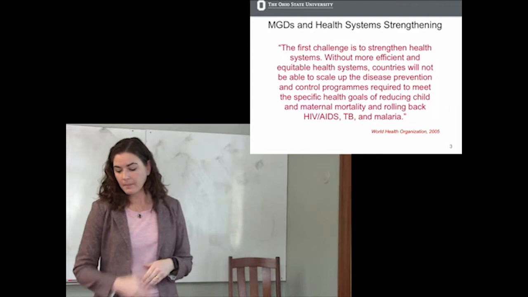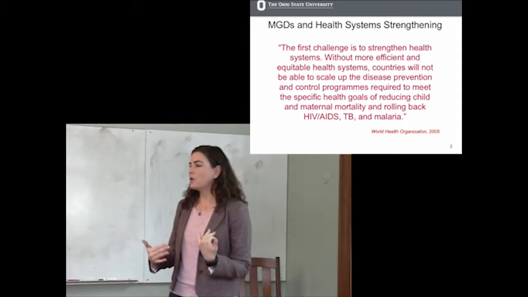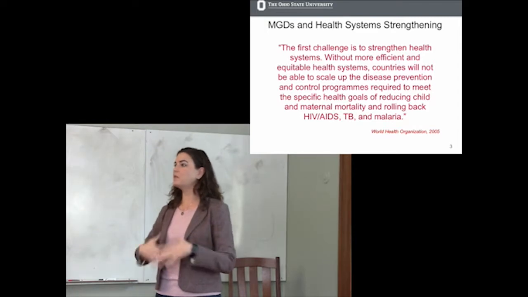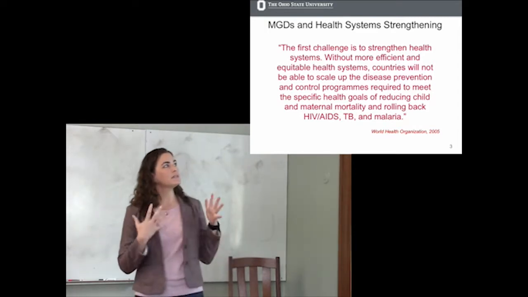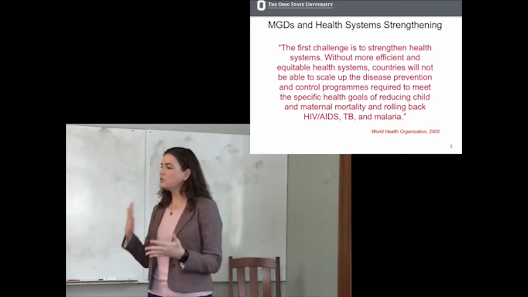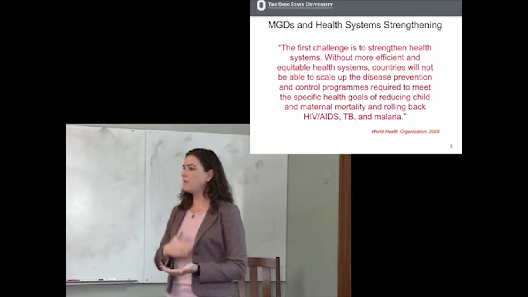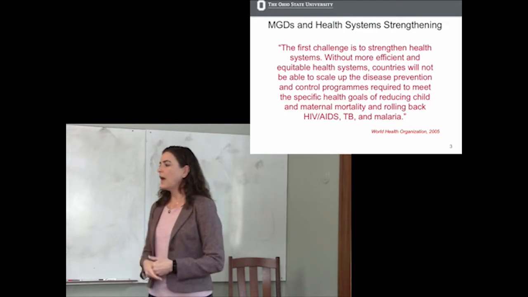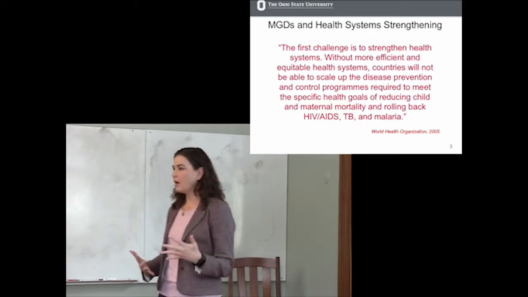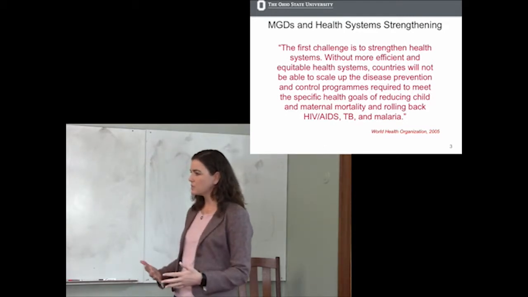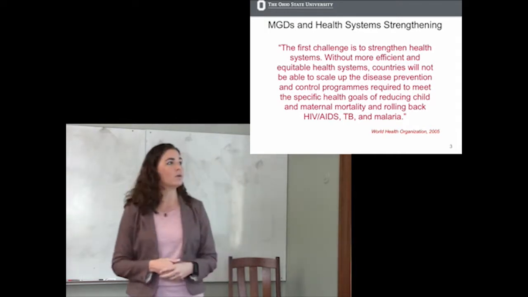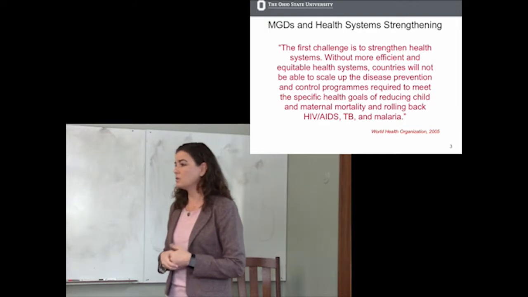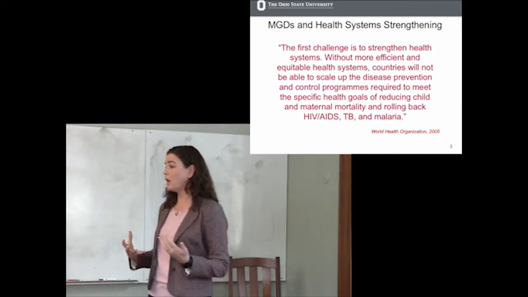So one of the things the WHO has in their reframing, early in the 2000s, was really this statement that the first challenge to meeting all of these goals, and making healthier communities, is to strengthen health systems. In the absence of efficient and good health systems that really further all of these goals, we won't be able to make much progress on many of the goals that we've set for ourselves as a global health community.